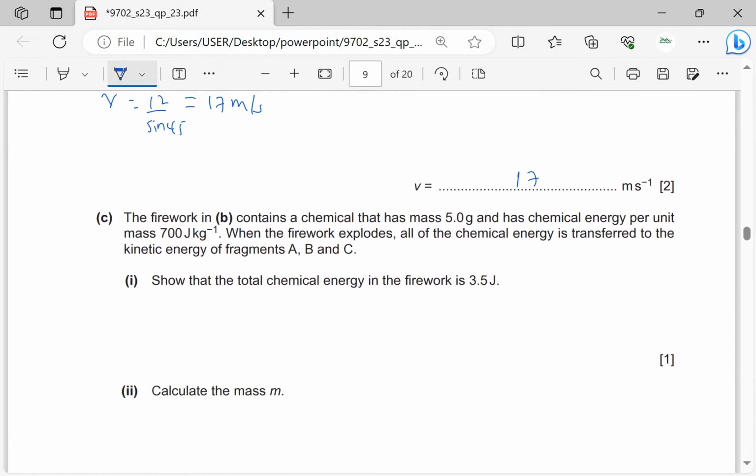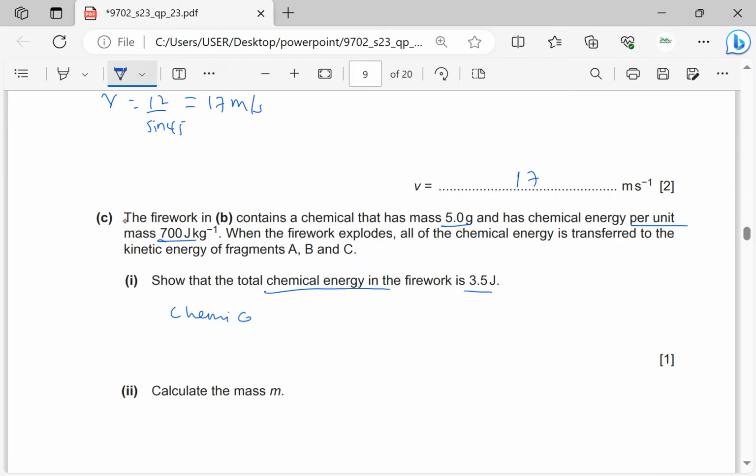The firework in B contains a chemical that has a mass of 5 grams and has a chemical energy per unit mass of 700 joules per kilogram. When the firework explodes, all the chemical energy is transferred to kinetic energy, or the chemical becomes kinetic energy. Show that the total chemical energy of the firework is 3.5 joules. So it is very simple.